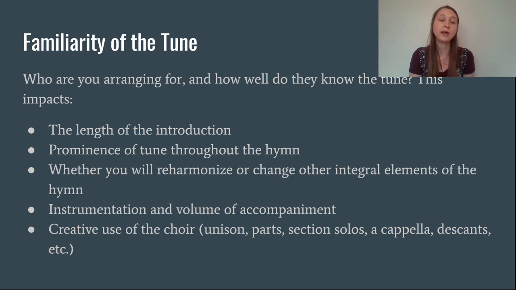And then, of course, creative use of the choir. The choir can sing in unison the whole time. They can sing in parts if there are parts written. You can always write parts to it if it doesn't have parts, right? You can give solos to sections like the tenors and the basses. The choir can sing a cappella. The choir can sing a descant, etc.